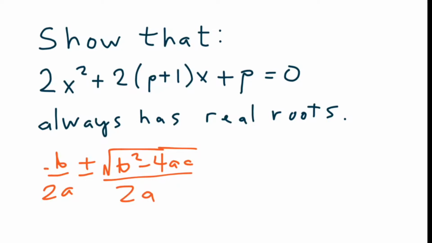Now, it wants to show that we have real roots. So look at this thing and think to yourself, which part of this formula could sort of create an imaginary number or something that's not real? And by imaginary, I mean, the imaginary number i is just the square root of -1. So the square root of any negative number is going to make something imaginary.